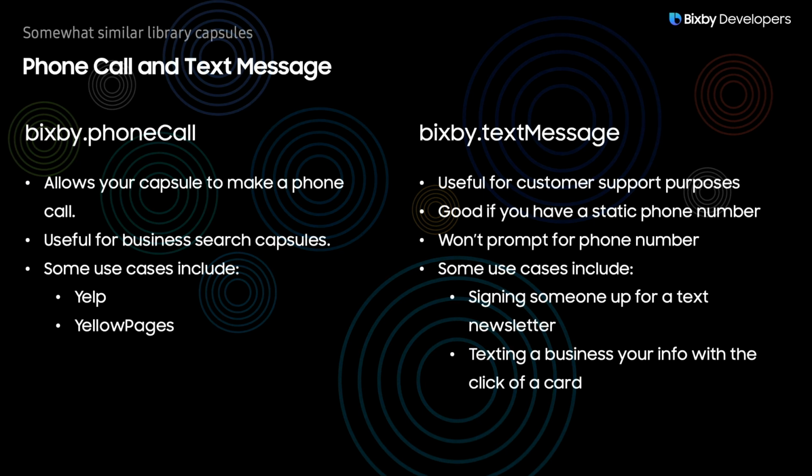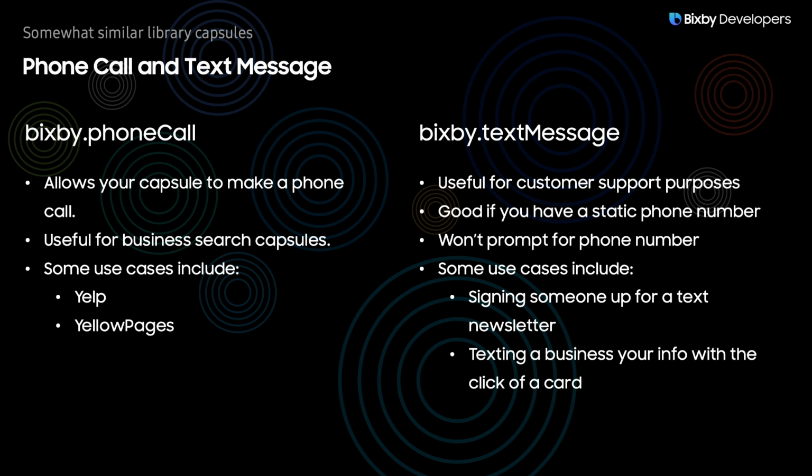I also wanted to point out a couple similar library capsules, the phone call and text message capsules. The phone call capsule allows you to make a phone call, useful for business search capsules like Yelp and Yellow Pages. While the text message library capsule, this one's actually much more niche than the name would imply. This is useful for customer support purposes, where you have a static phone number. It's not as useful for sharing, let's say, a meme with someone through text message because the ShareVia Library capsule actually handles that already.